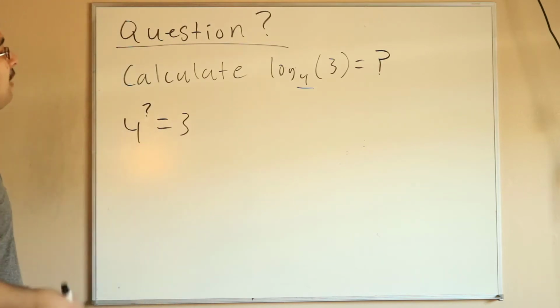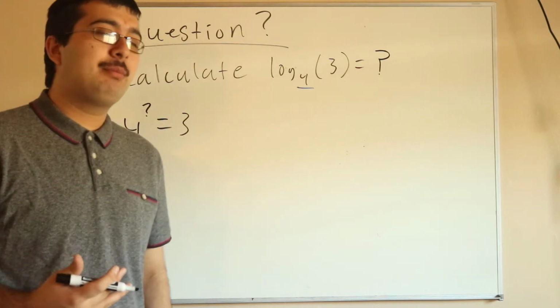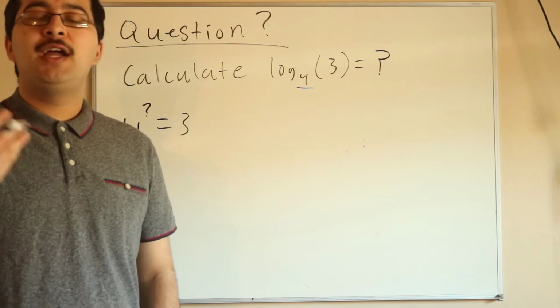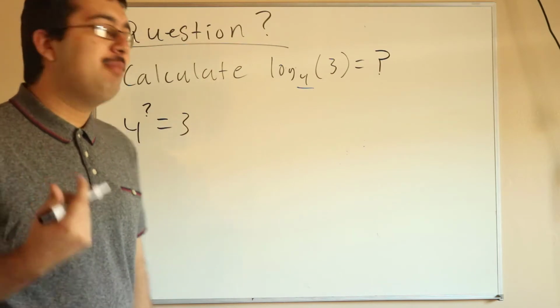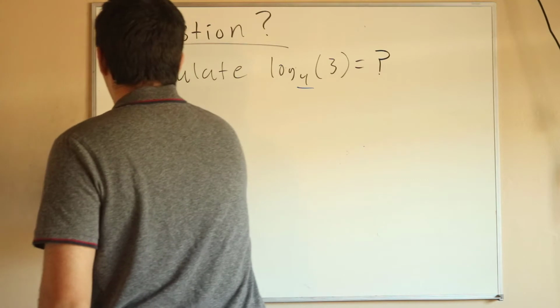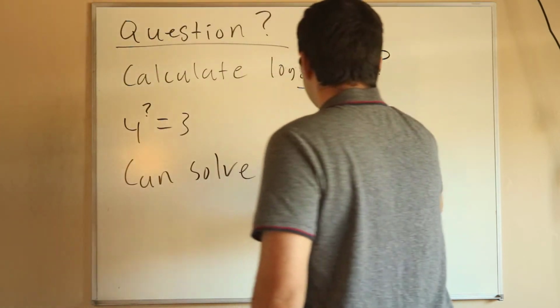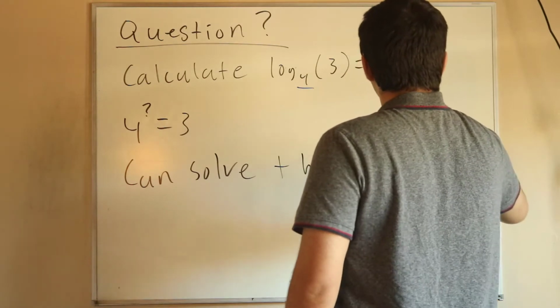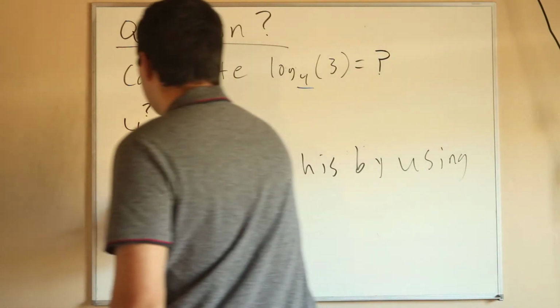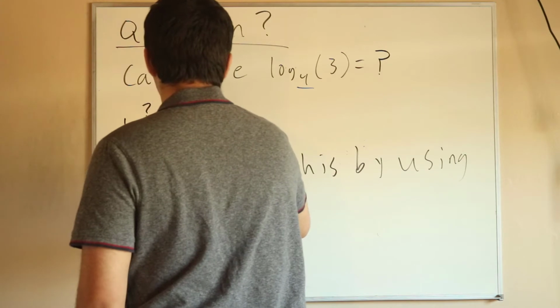And the answer to how we're going to solve this is going to be our first property of logarithms we're going to talk about today. It's going to be this idea of change of base. So, we can solve this by using the change of base property.